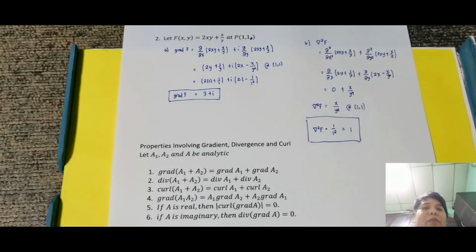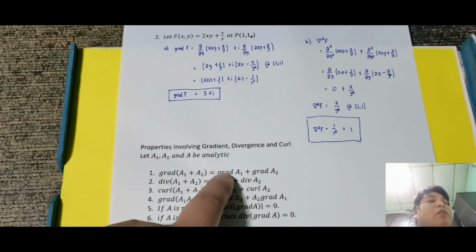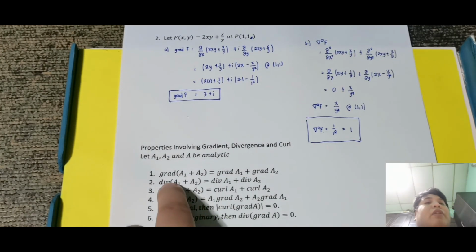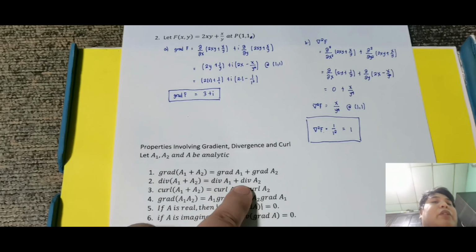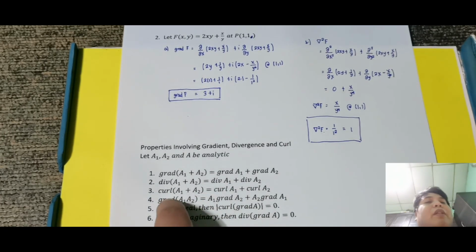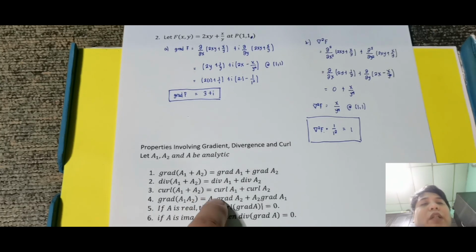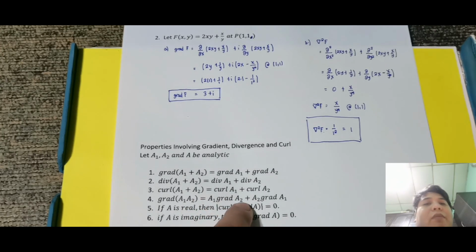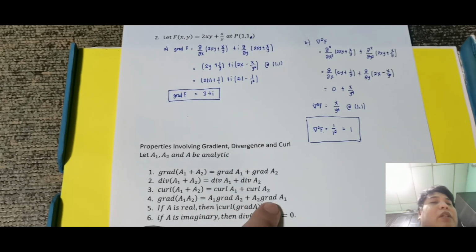Okay, so properties involving gradient, divergent, curl. So let a1, a2, and a be analytic functions, so meaning complex valued function sila, and at the same time differentiable. Okay, so number 1, the gradient of a sub 1 plus a sub 2 is equal to the sum of their gradients. The gradient of a sum is equal to the sum of their gradients. The divergent of a sum is equal to the sum of their divergents. The curl of a sum is equal to the sum of their curls. Okay, the gradient of a product is equal to a sub 1 times the gradient of a sub 2 plus a sub 2 times the gradient of a sub 1.